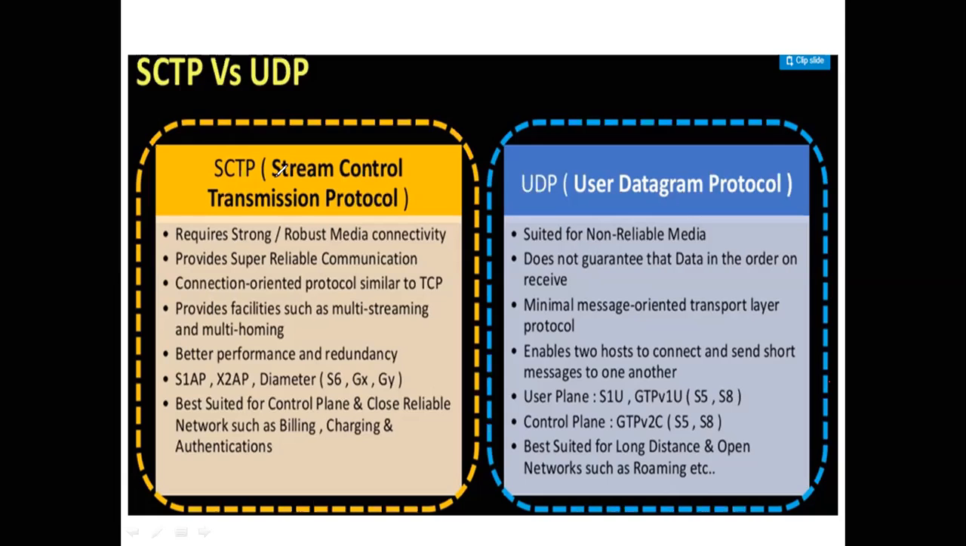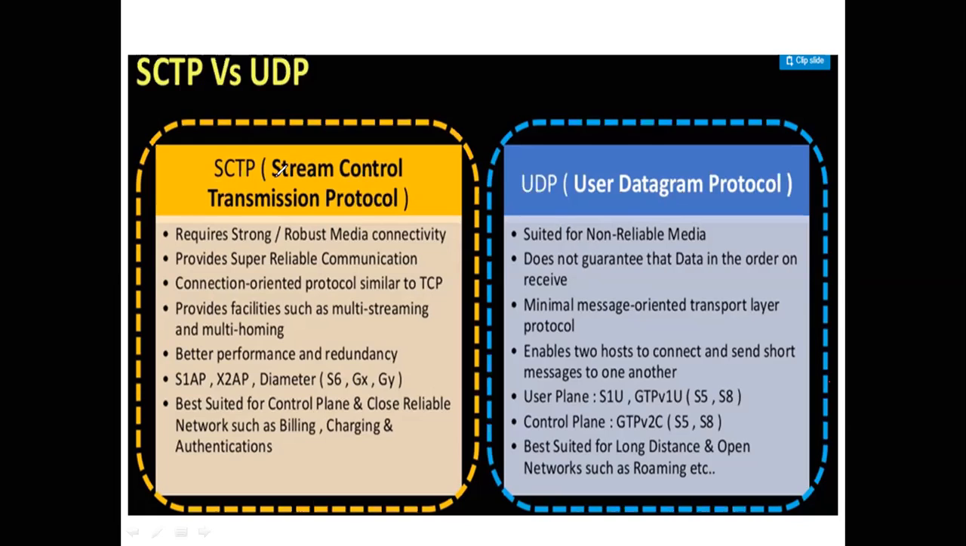For the user data traffic we are using UDP. Why are we using UDP? It's suitable for non-reliable media. Generally, for a user packet, it does not guarantee that data is received in order. It is a minimum message-oriented transport layer protocol that enables two hosts to connect and send a short message to another. This UDP is generally used for the user plane only.